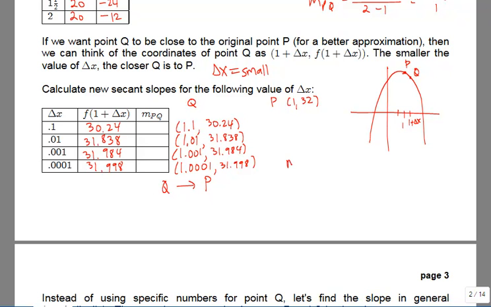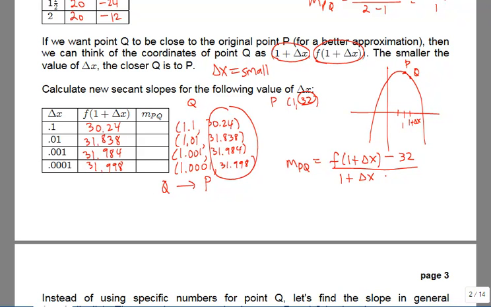And to find our slopes between these 2 points, remember that it's just the y value of our point Q, so whatever these y values are here, minus the y value of point P, which is 32, divided by the difference in the x's. So the x value of point Q is 1 plus delta x, and the x value of point P was just 1. Now if you notice down here in the denominator, these 2 1's are going to cancel.